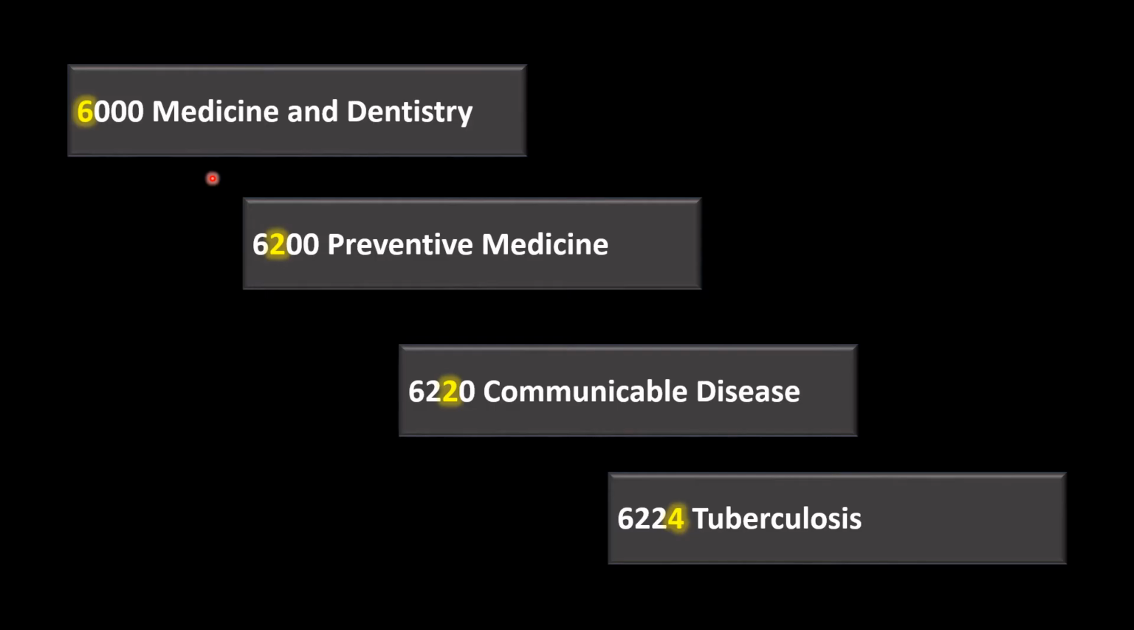Tuberculosis has to do with medicine. The instruction is tuberculosis control, preventing the spread of tuberculosis or keeping latent tuberculosis in check. And then tuberculosis is a communicable disease. So that's why we get the 622 and then the 4 designates it as tuberculosis. If the digit was something different here, it would still be something that has to do with communicable disease and preventative medicine and of course medicine.